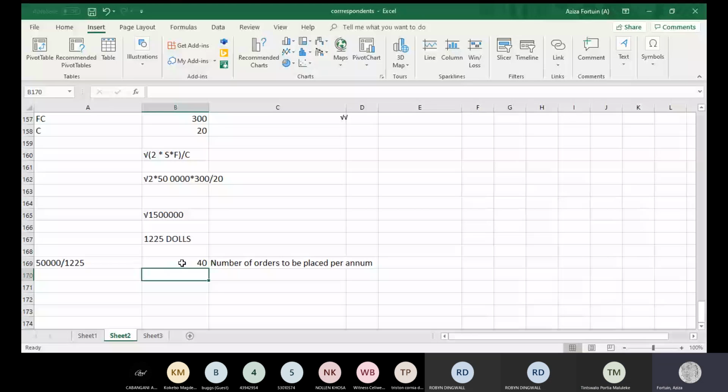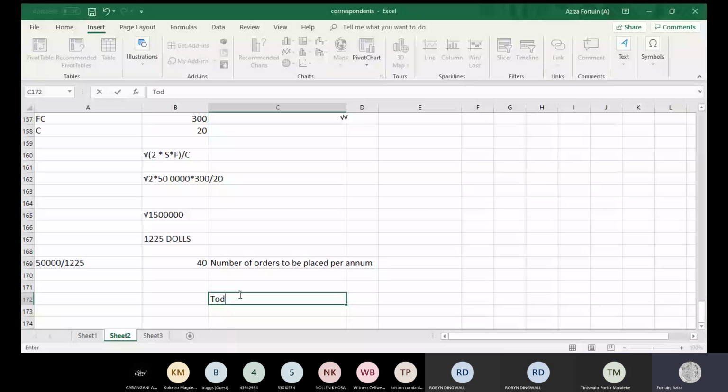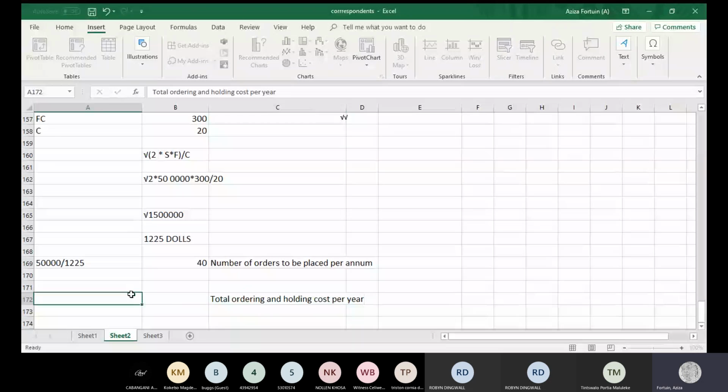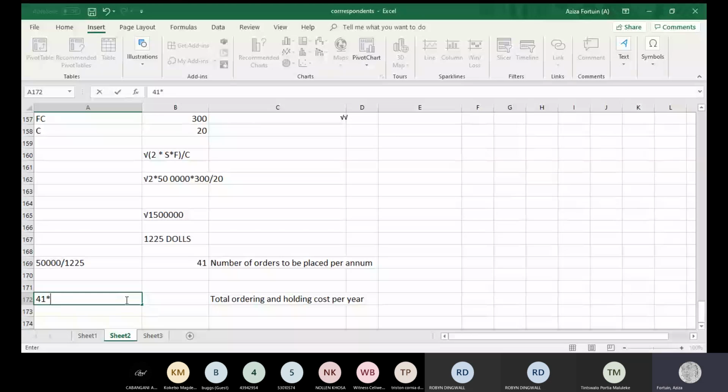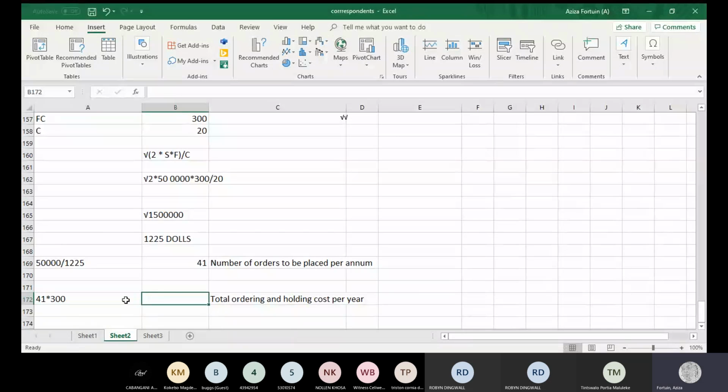Okay, so let's look at how we are on page 306. So let's look at the total ordering and holding cost per year. The total number of orders is 40 point something, so it's 41. Therefore, the total ordering cost of 41 orders times your 300 Rand per order is going to cost you 12,300 Rand for the ordering cost, right?